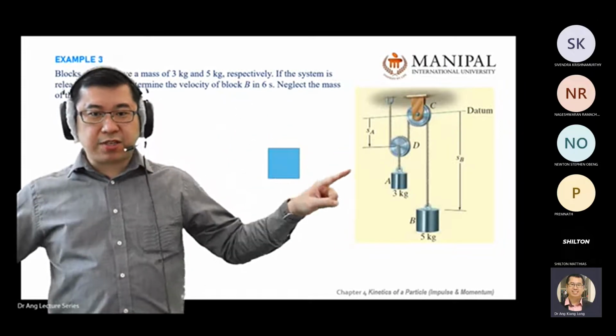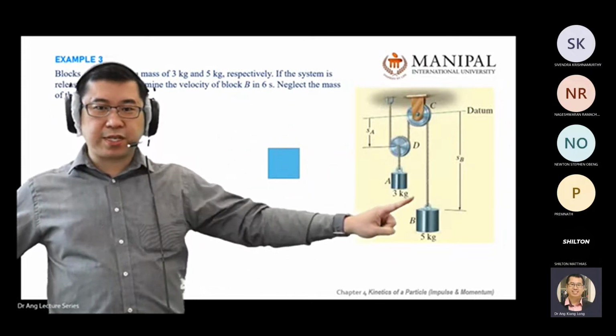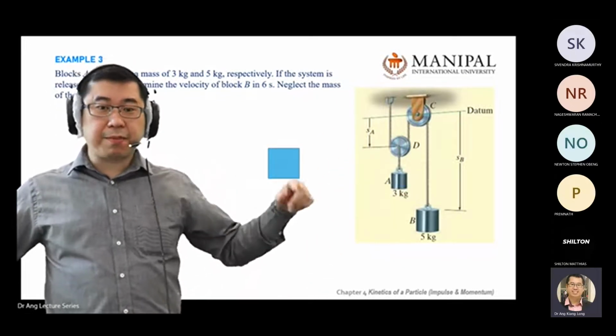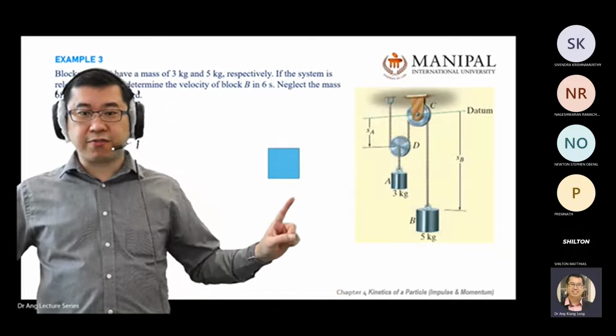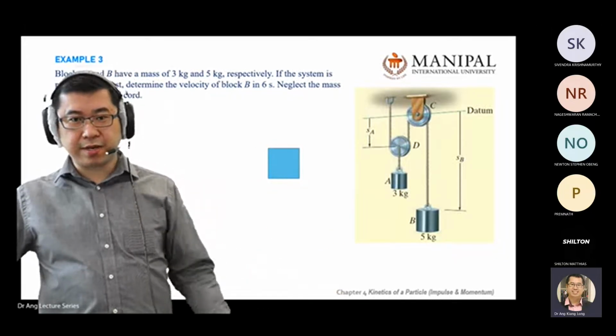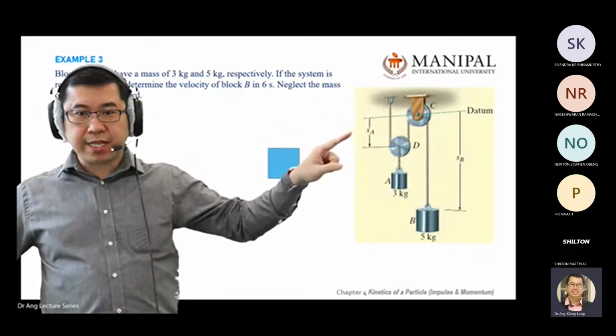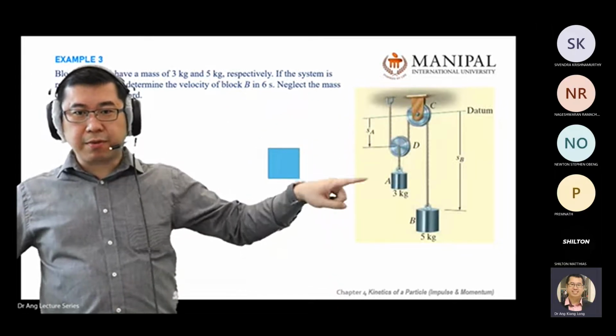First is the relationship between A and B using the cable. Then from the cable you convert into the velocity of A and B. What is the ratio, right? That's number 1. Number 2, always refer to the datum, either going up or going down as positive.